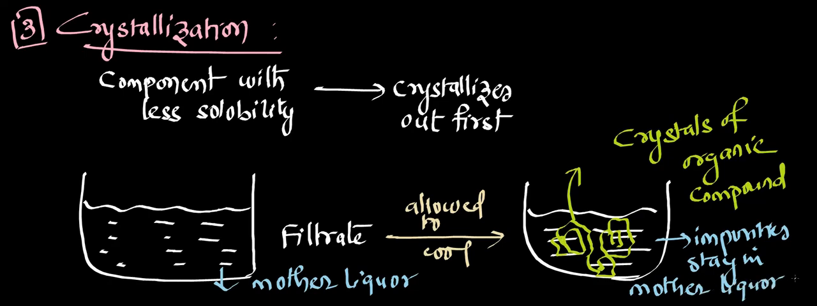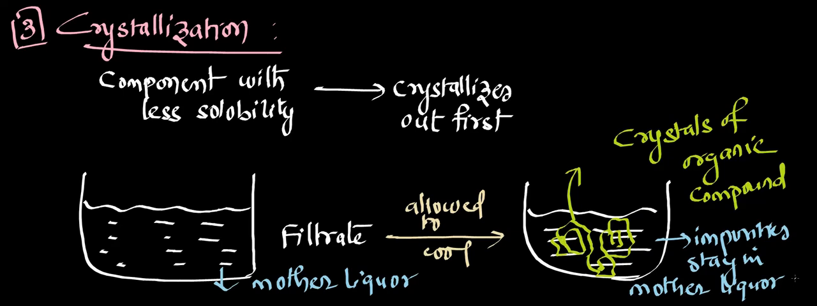So what are we going to do in the crystallization process? I'm just going to repeat it once again. Here, the technique, the logic that we consider, is the difference in solubilities. The component which has less solubility will crystallize out first. And as we consider the crystallization of organic solids, we make an assumption that they have less solubility, and so they crystallize out first.